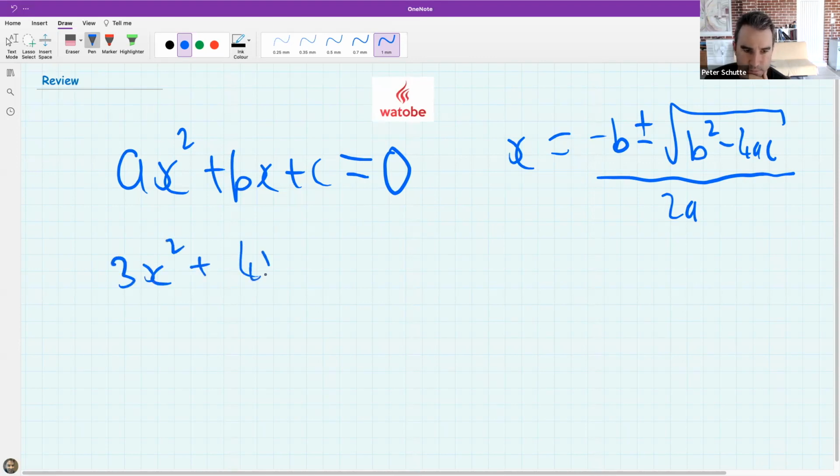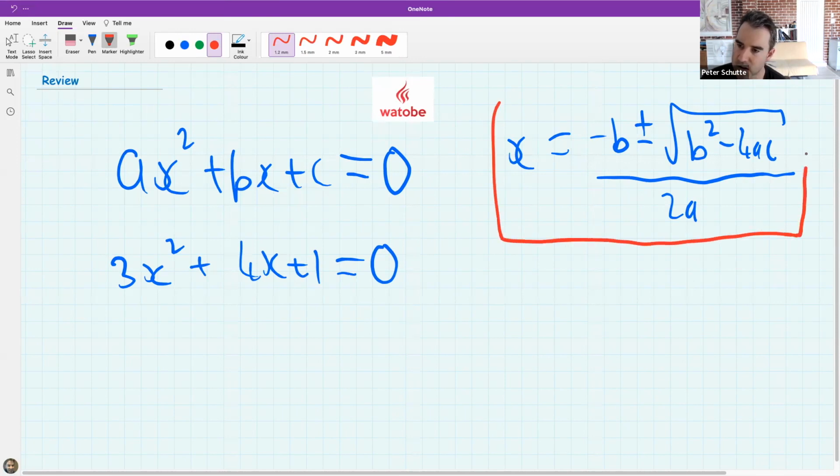I'm just making one up now. And what we did in the last lesson is we used this quadratic formula to help us solve for the roots or the solutions to this equation, if there are solutions. They don't always have solutions.